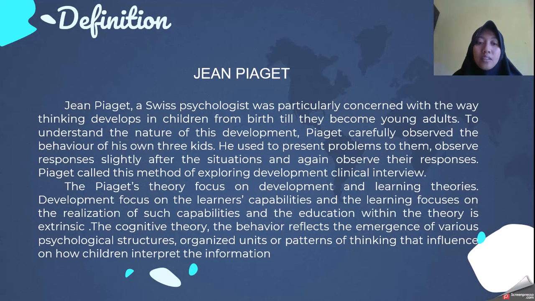Piaget's theory focused on development and learning theories. Development focuses on the learner's capabilities, and learning focuses on the realization of such capabilities, and the education within the theory is intrinsic. For the cognitive theory, behavior reflects the emergence of various psychological structures, organized units, or patterns of thinking that influence how children interpret information.